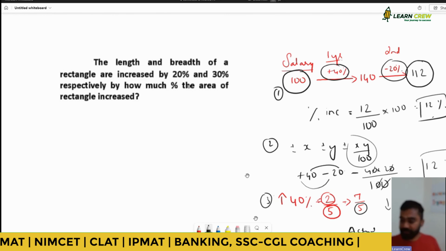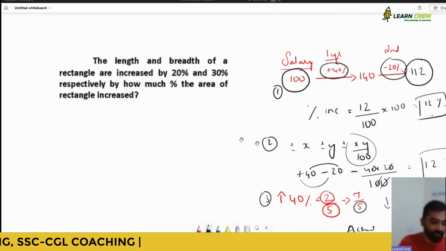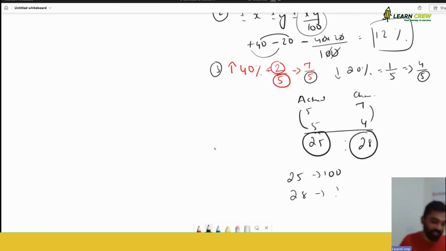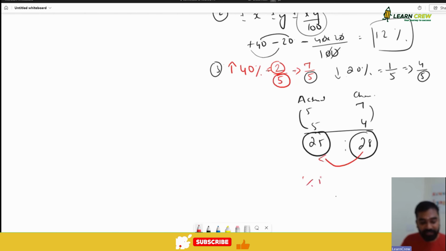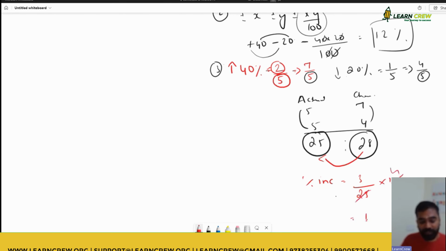Just try to write. Now here some person will be still having doubts. How did you find it out here? Okay, here. So obviously there is an increase in salary. Increase in salary means you need to take the percentage increase. You need to find it out. So difference between this is 3 divided by 25 into 100. This is going to be 4. This is going to be 12%.